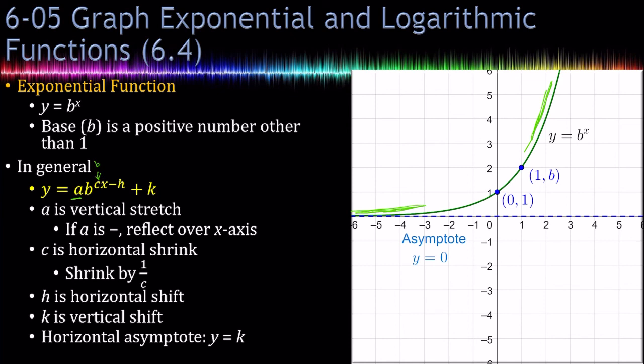Since it's shifting vertically, and notice we have this asymptote, which is a horizontal line. If we move everything up or down, we'll move that horizontal line up or down, which means the horizontal asymptote is y equals k. That's probably pretty important to know for our graph.